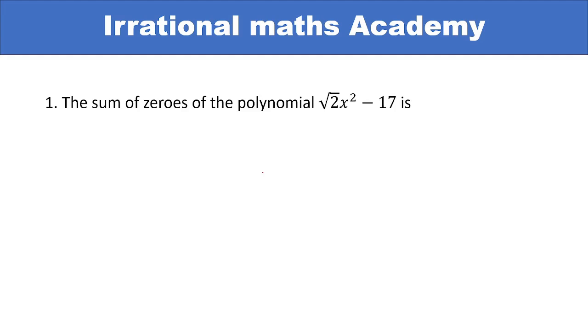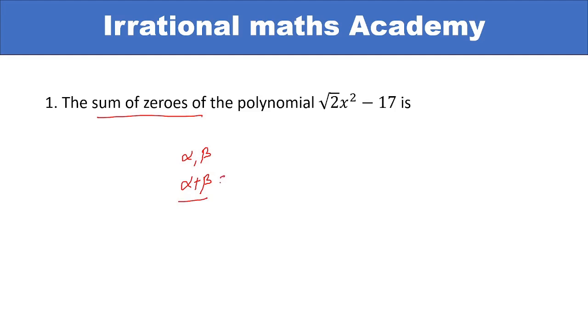Let's start. The sum of the zeros of the polynomial root 2 x square minus 17 is. What they are asking, let us assume alpha and beta are the zeros of the polynomial. Now they are asking alpha plus beta value simply. Okay, sum of the zeros, alpha plus beta value they are asking.